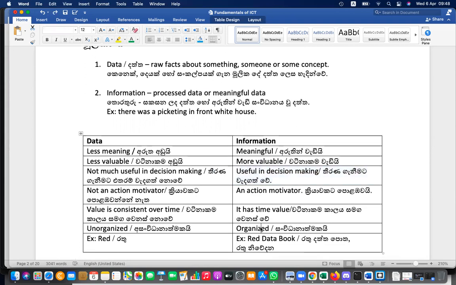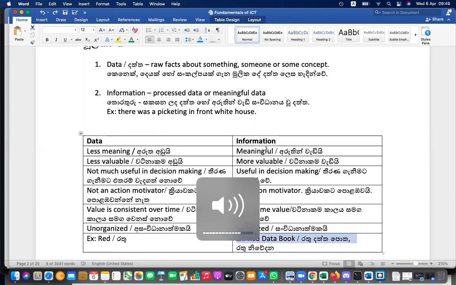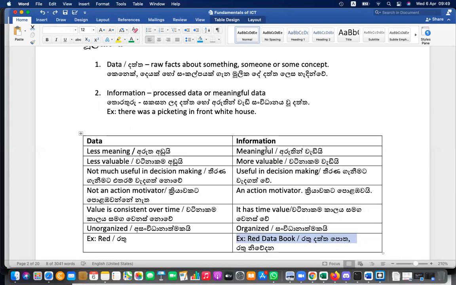It is organized. Organized means there is a meaning. What was there? It's a picketing, and where it was, in front of the White House, and likewise when, where, how, what. So it is organized, and you can get facts from that. Here I have given an example: the red data book. I think you heard of the red data book in science. So what is it? The red data book.